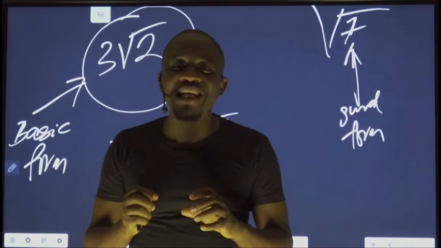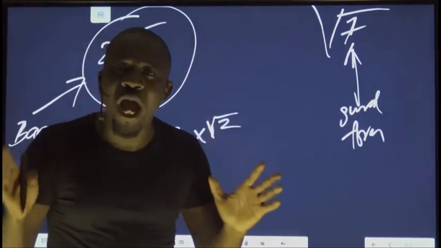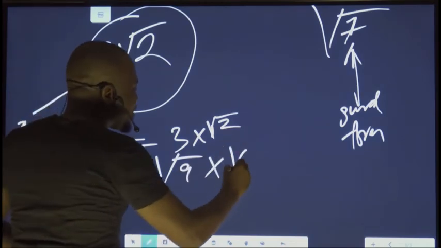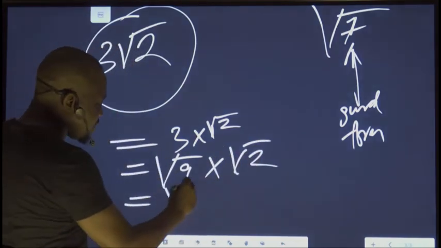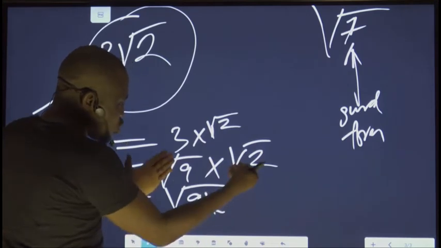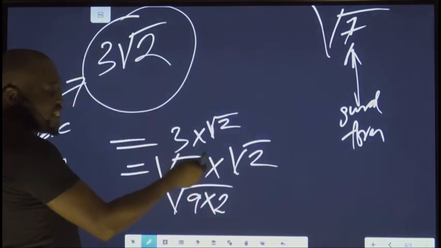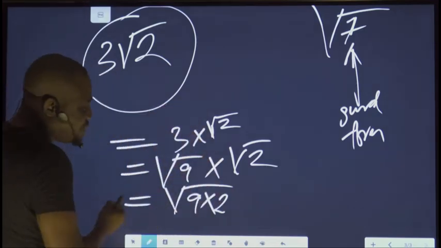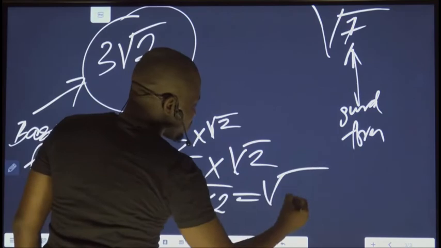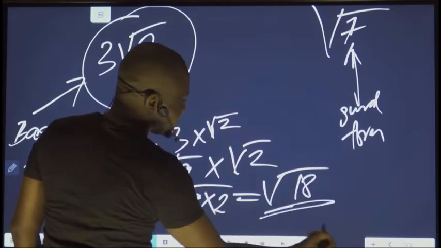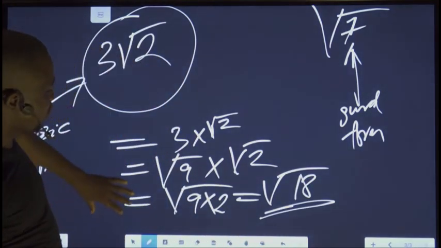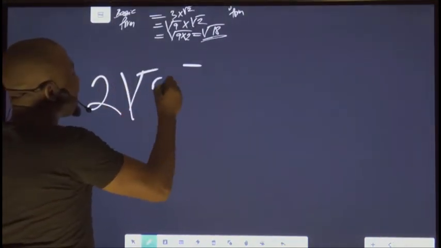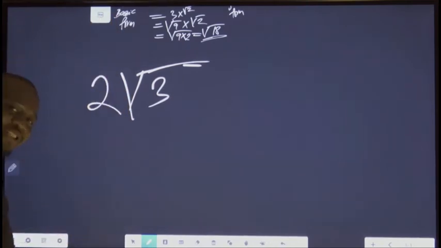If you find the square root of 9, you are going to have 3. That is the square root of 9 multiplied by the square root of 2, which is the square root of 9 multiplied by 2, because you can bring them together, because this is not plus, this is not minus. As long as it's division or multiplication, you can actually bring them together. This will give us the square root of 18. Okay? The square root of 18.